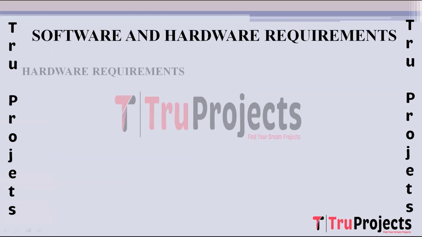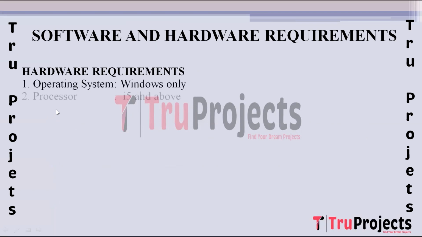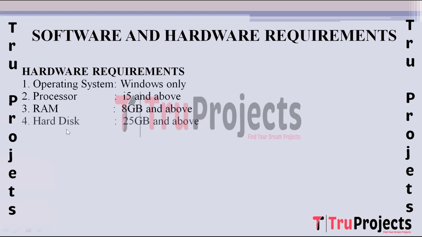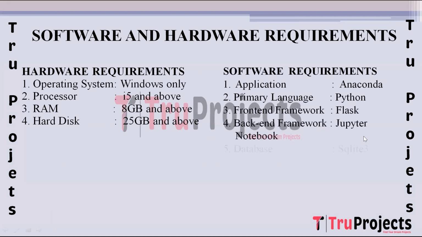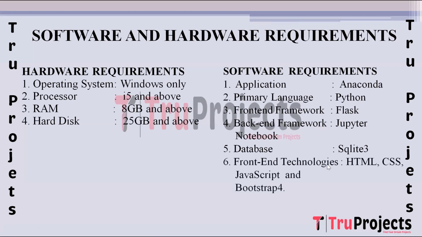Software and hardware requirements. Hardware requirements of the project are operating system of Windows, processor of i5 and above, RAM of 8GB and above, hard disk of 25GB and above. Software requirements of the project are: application is Anaconda, primary language is Python, front-end framework is Flask, back-end framework is Jupyter Notebook, database is SQLite 3. Front-end technologies used in the project are HTML, CSS, JavaScript, and Bootstrap 4.